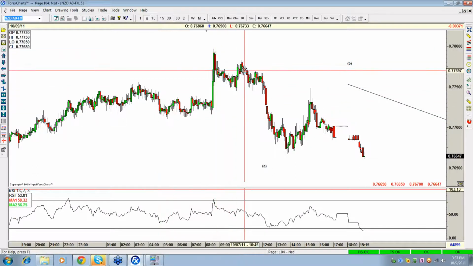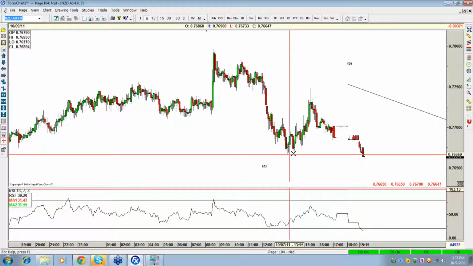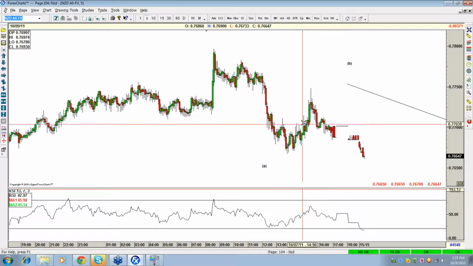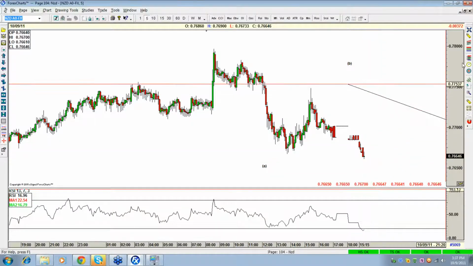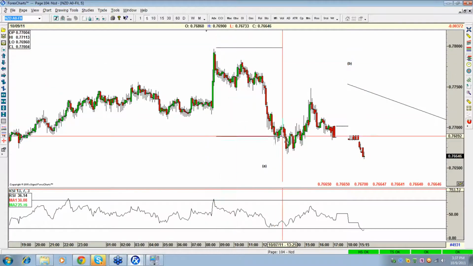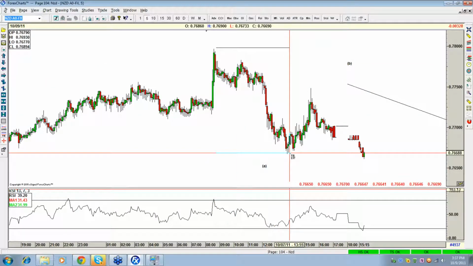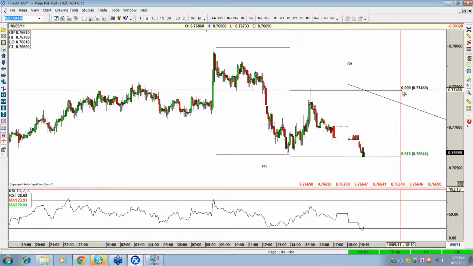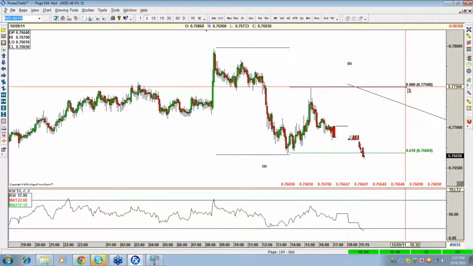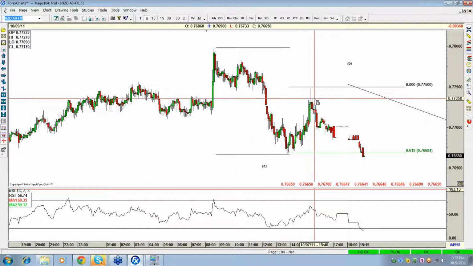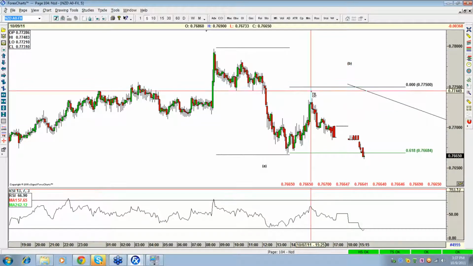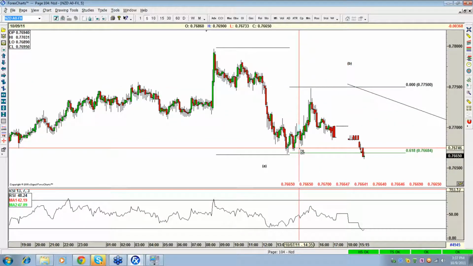Look, 1, 2, 3, 4, 5. Clear. Three ways. This looks like a three-way or nest. I want to see it, and we have like an hour and 20 to go. Let's see how it reacts, but it looks like either 1, 2. Now the risk to sell it is 77.50 in the short time frame.